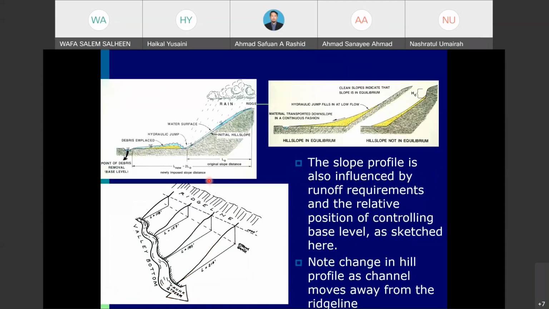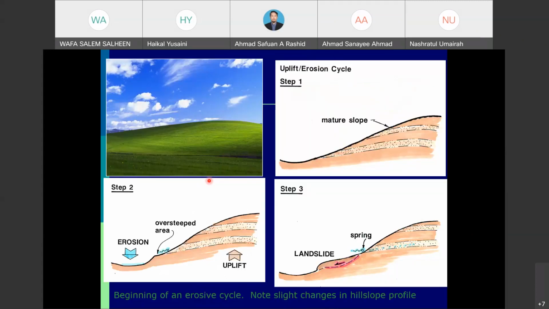So in this example, especially, the slope is exposed to water, to rainfall, to rivers. So it changed from step number 1 and 2, and suddenly it shows the condition at number 3.